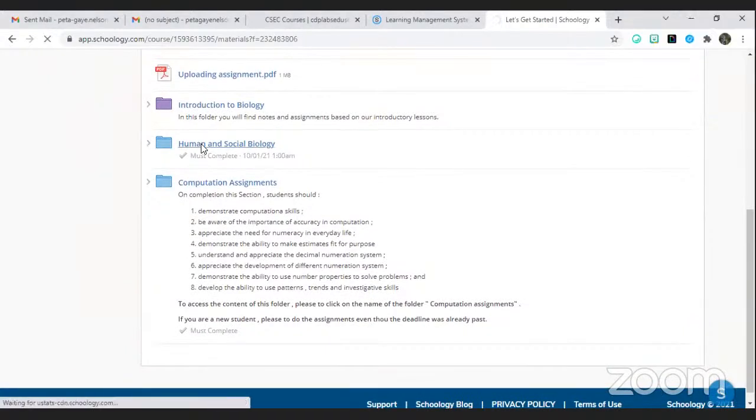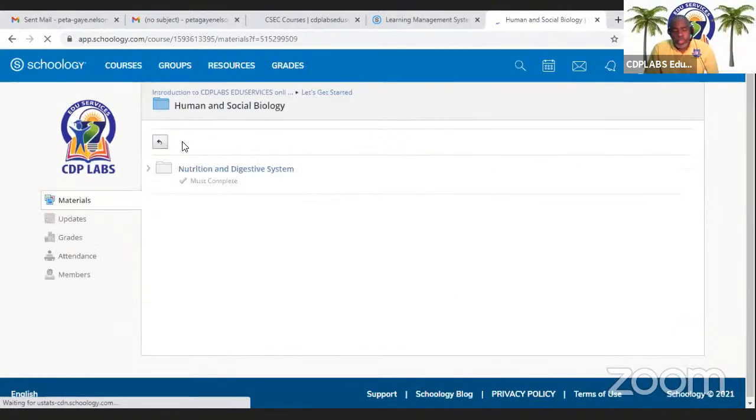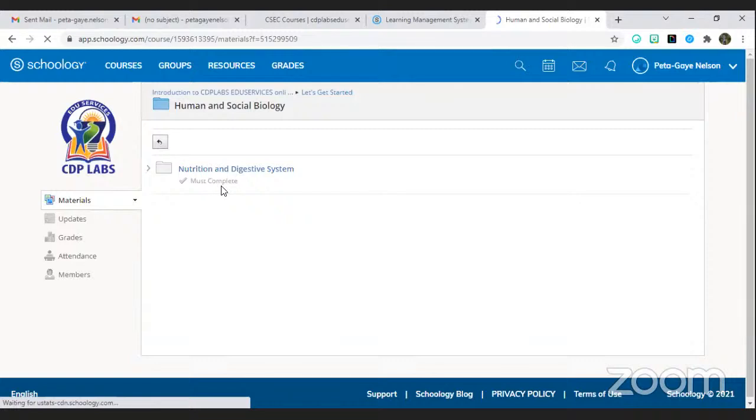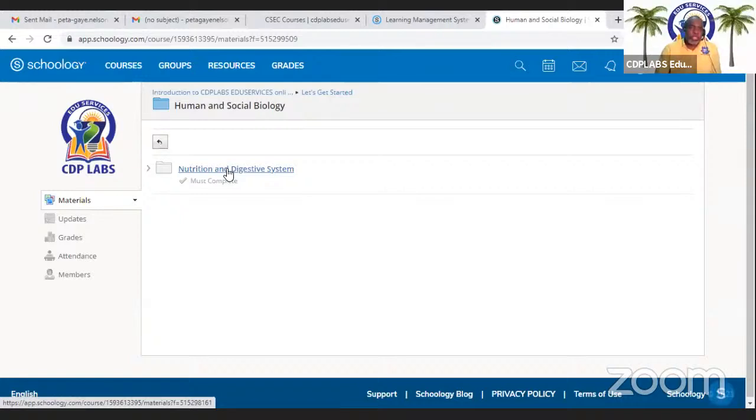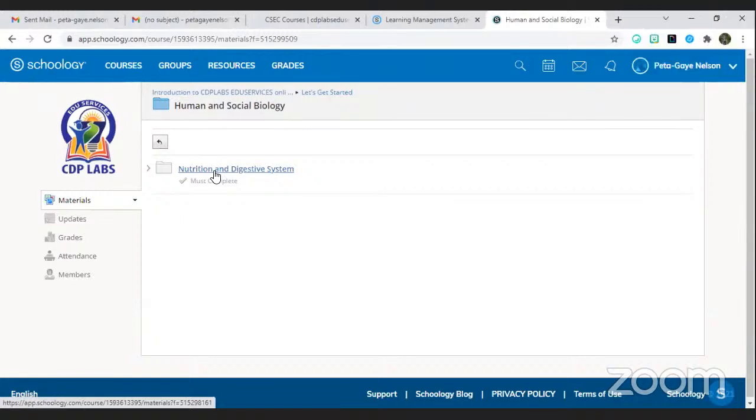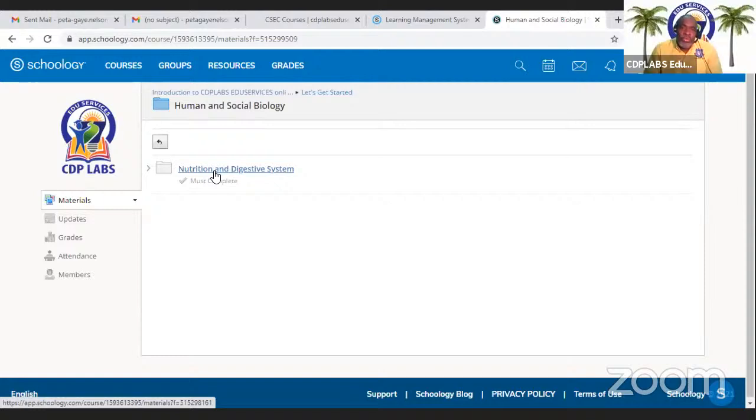But you'll get the remaining as soon as you receive the letter, and they're good to go. So this is the first assignment, nutrition and digestive system. Yes, man, that's the first one. So when you get the letter, you actually go into the course, you see the remaining assignments. There are 8 videos, 8 lessons.